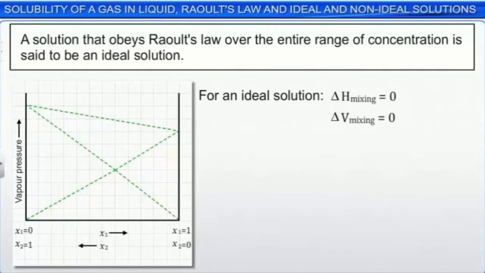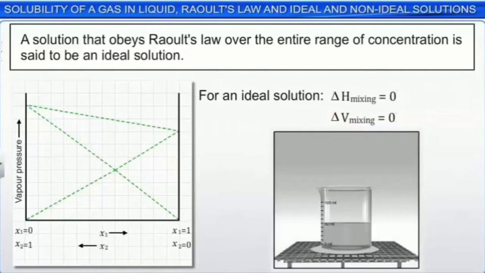This implies that no heat is evolved or absorbed, and also there is no change in volume on mixing of the two components. For example, if 50 ml of hexane is mixed with 50 ml of heptane, the volume of the solution obtained is exactly 100 ml, and no heat is evolved or absorbed in the process.